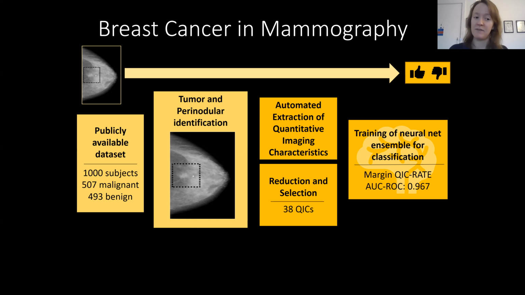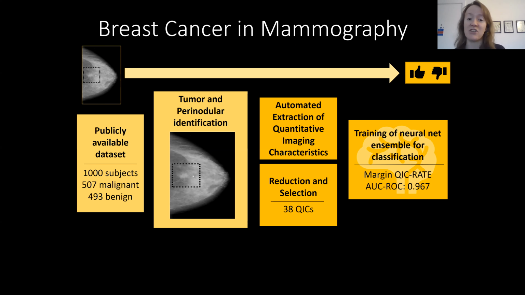And here we have more of a 50-50 split, and that is based off of the fact that that's what the cohort has. And here we did, again, tumor and perinodular identification. For this, the tumor was already segmented using the publicly available data set. They had those segmentations done by a radiologist. So that's a great thing about using public data, is often somebody's already done some of the work for you. We did the surrounding perinodular identification by region growing. So any tissue that wasn't tumor was assumed to then be the surrounding breast tissue.